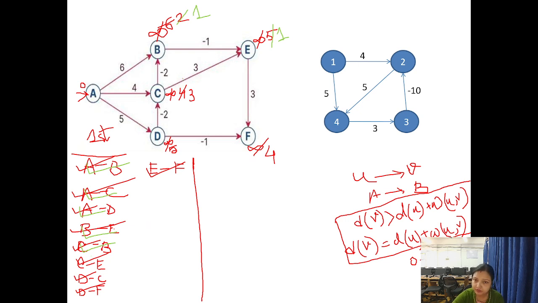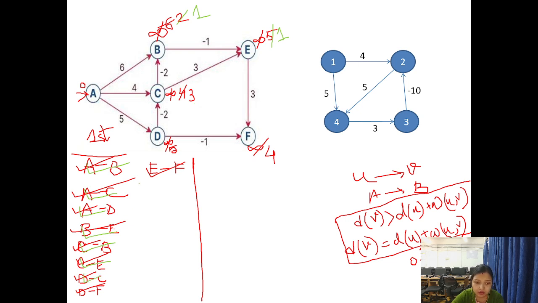Now next is C to E. The distance of E is 1 and the distance from C, that means U, is 3 plus 3. The path cost from C to E is 3. So 3 plus 3 is 6. So 6 is greater than 1. So we are not going to update it. We are done with C to E. Next is D to C. The distance of C is 3 and the distance of D is 5 plus minus 2, that is 3 only. So no change.